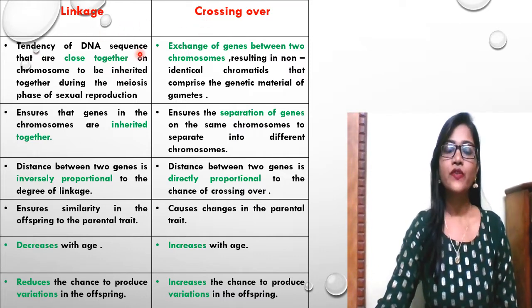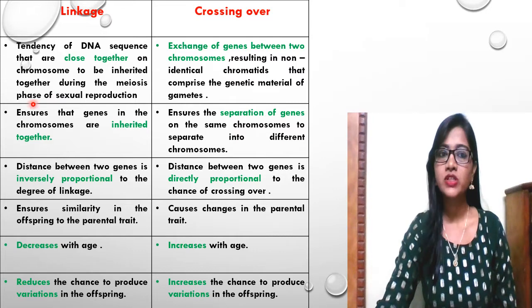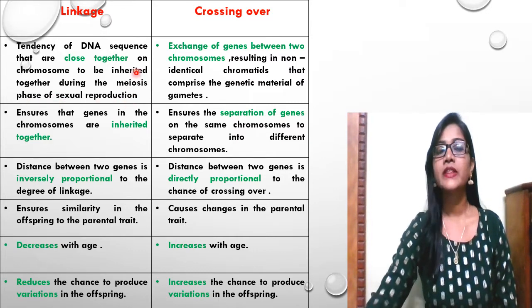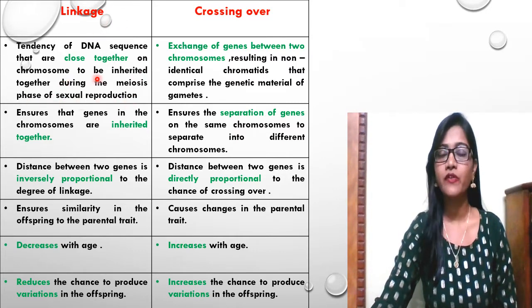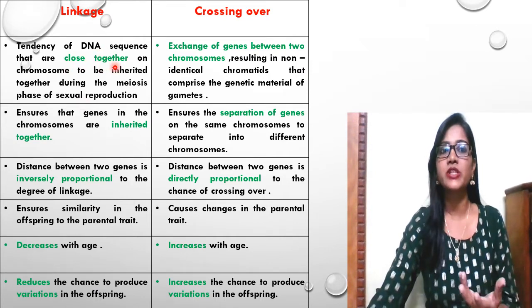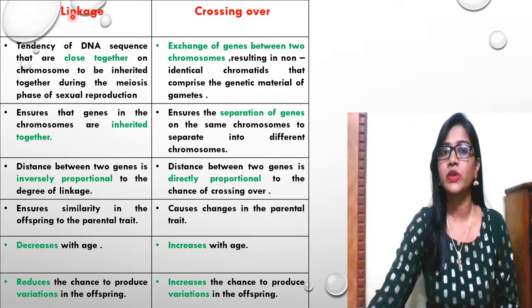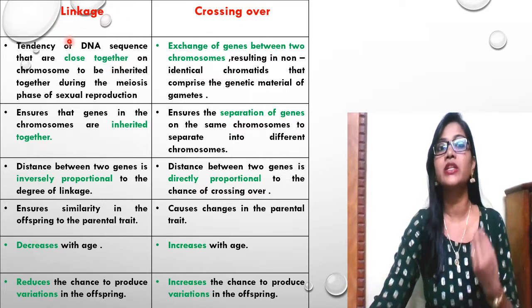The tendency of DNA sequences that are close together on a chromosome to be inherited together during the meiosis phase of sexual reproduction, that is known as linkage. So here we are talking about the sequences which are close enough to express themselves or be inherited together, that is known as linkage, and these are the linked genes.